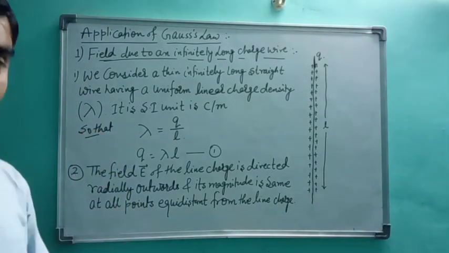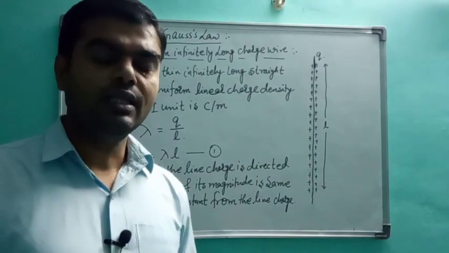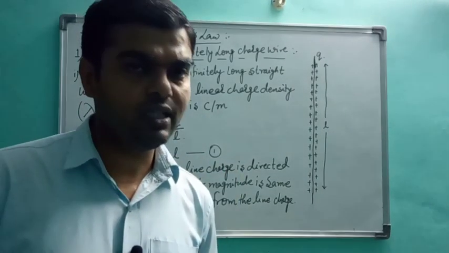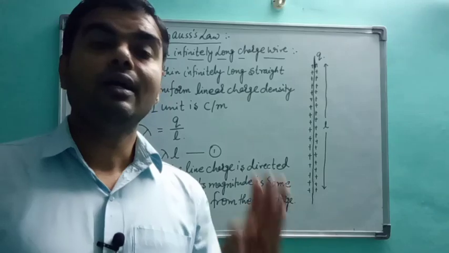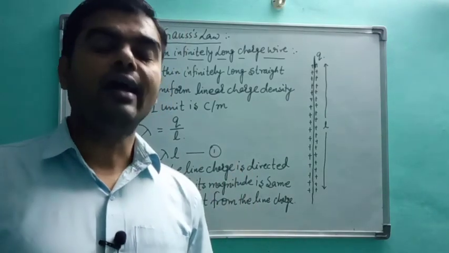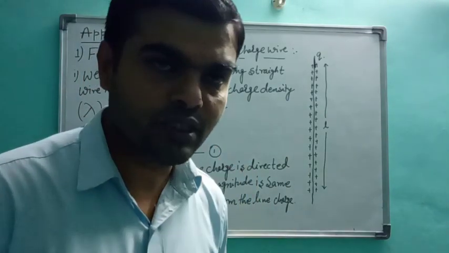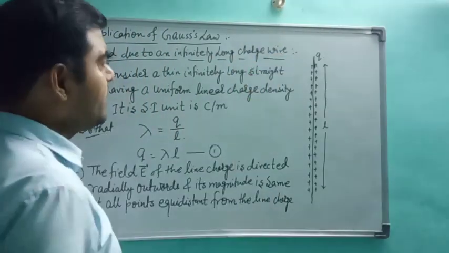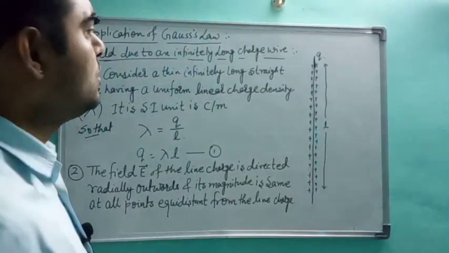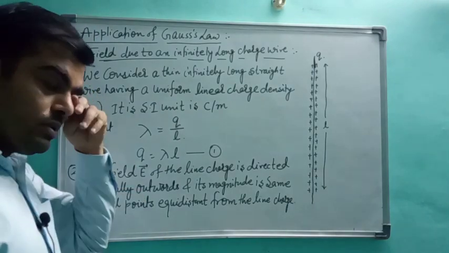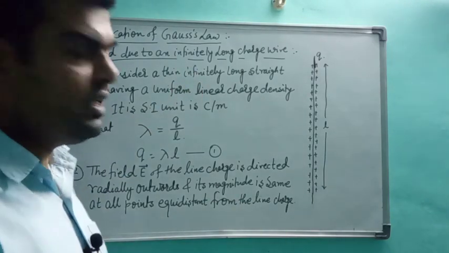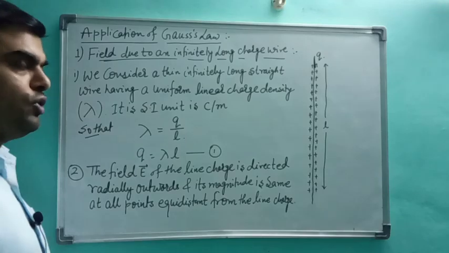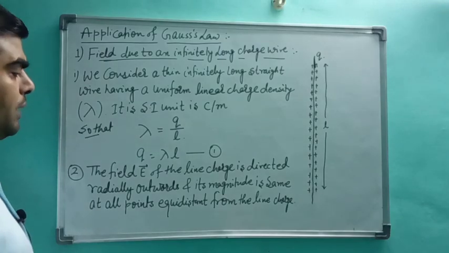In my previous topic you saw the charge distribution. There are three types of charge distribution: volume charge distribution, surface charge distribution, and third is the linear charge distribution. So today's topic is the infinitely long charged wire, where the charge is distributed linearly. So lambda is equal to Q upon L, and Q is equal to lambda L.